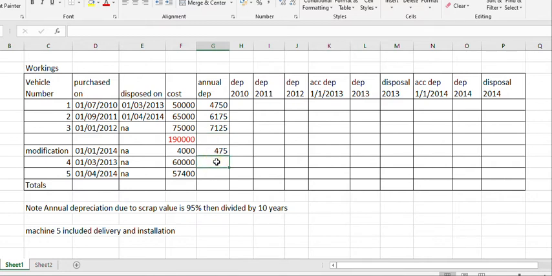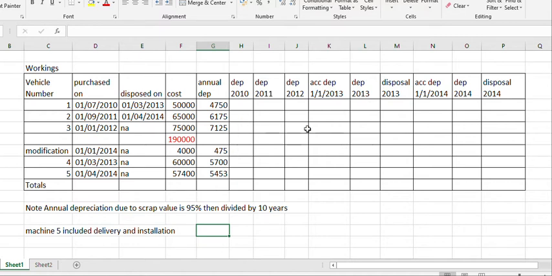Modification, we are told 475 a year, and I'm going to do the calculation again for number 4. So 60,000 multiplied by 95% divided by 10, and I'm going to do the same for 5. 57,400 multiplied by 95% divided by 10, 5,453. Okay, if you get a different answer in your calculator, remember you round to the nearest decimal point. So for a full year's depreciation for these, that's how much that is. I'm going to show you why that's important in a second.